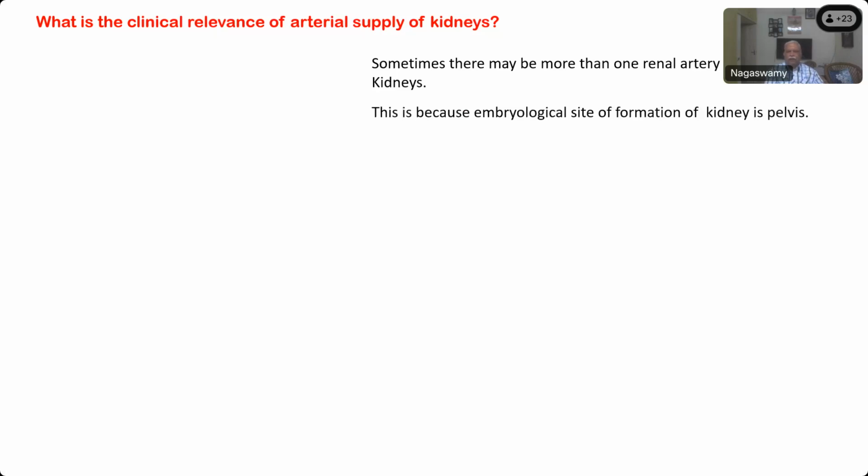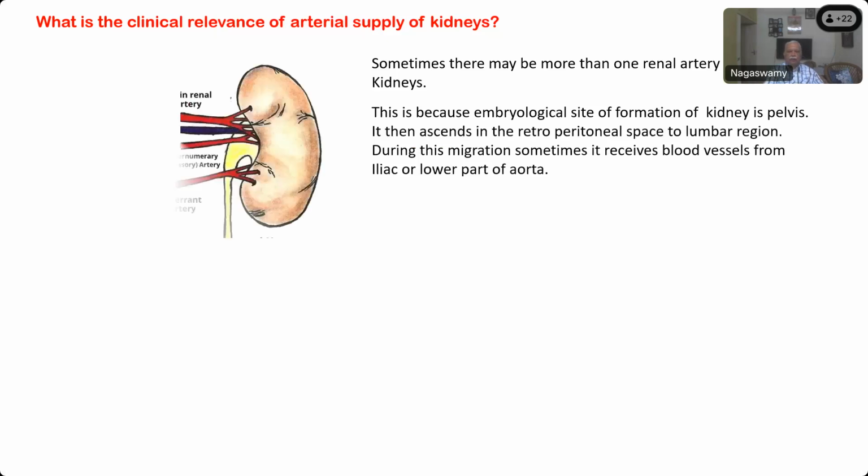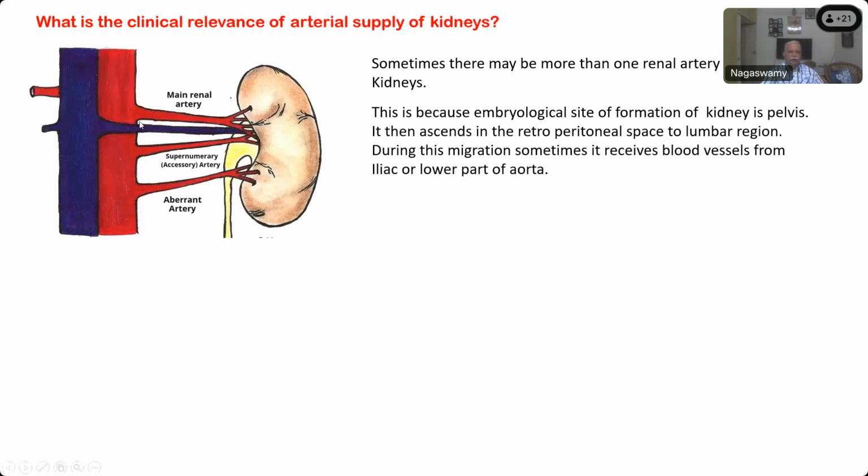This is because embryologically the site of formation of the kidney is the pelvis. So during organogenesis, the kidneys are first formed in the pelvis. Then they ascend up, just like your thyroid forming in the tongue base and then descending down to the front of the neck. The kidney is formed in the pelvis and then it ascends up to the retroperitoneal area in the abdomen. And during this migration, it may receive blood vessels from the iliac arteries or the lower part of the aorta. So if you see in this picture, this is the main renal artery which is coming here.